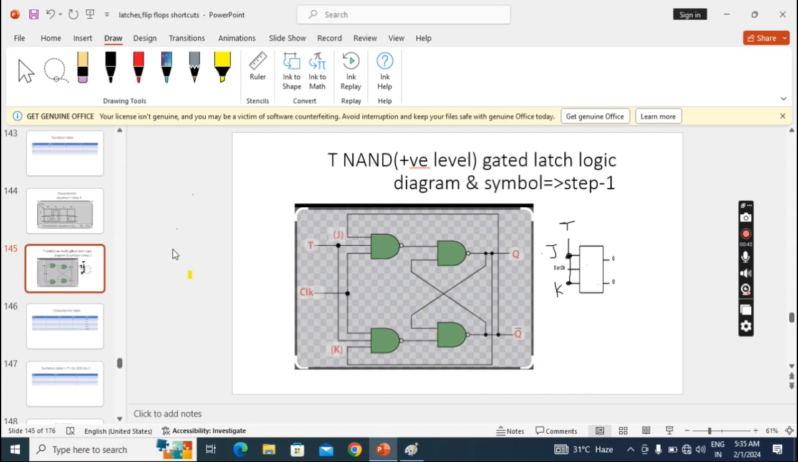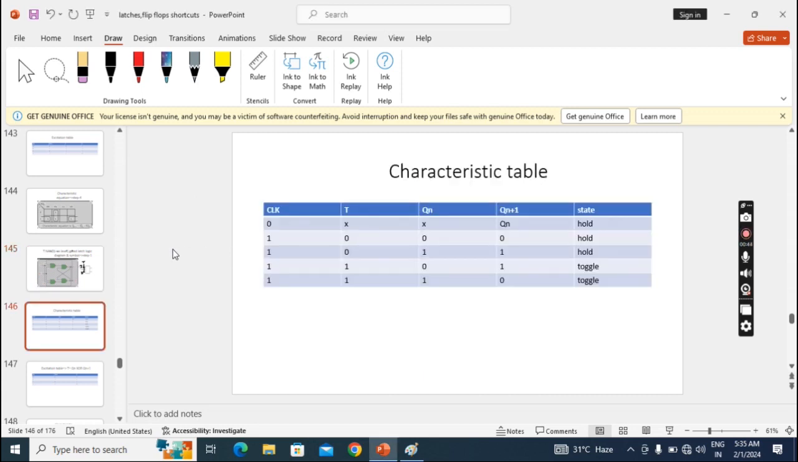Next, this is the characteristic table. In the characteristic table, if you apply T equal to 0, that means J0 K0. What will happen when J0 K0? Hold will happen. That's why hold. And when T equal to 1, that means J1 K1. What will happen? Toggle will happen. Hold means this 0 I am writing as it is, 1 I am writing as it is. In toggle, this 0 becomes 1 and 1 becomes 0.